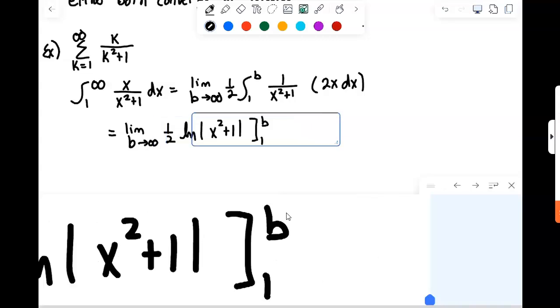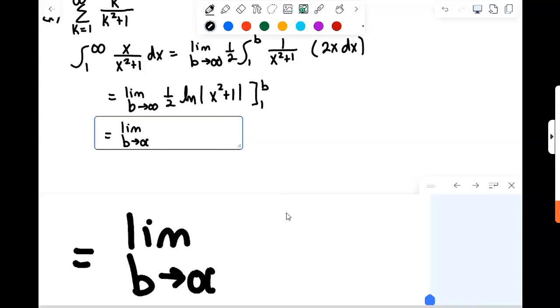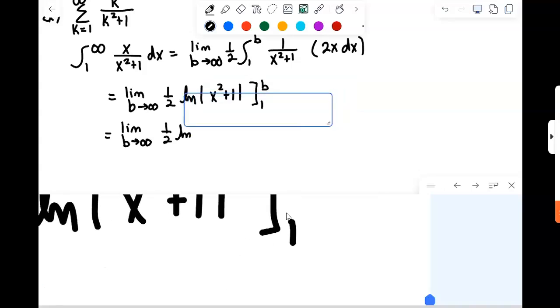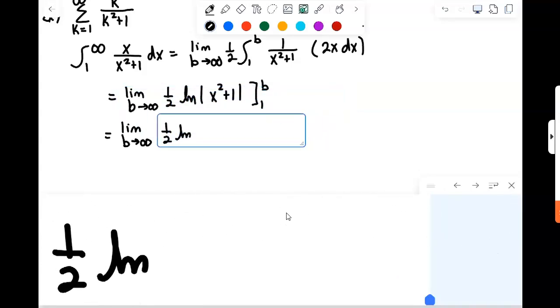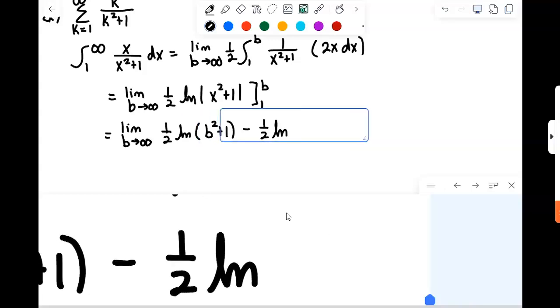Okay. So simplifying, we would have the limit as b goes to infinity of 1/2 ln. The absolute value doesn't really matter here because this stuff's positive, b is going to infinity. So that would just be b squared plus 1, minus 1/2 ln of 1 squared plus 1, which would be 2.